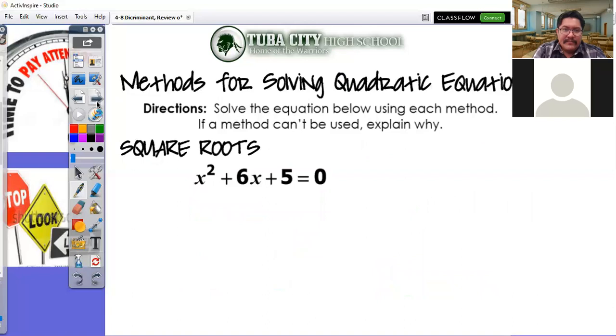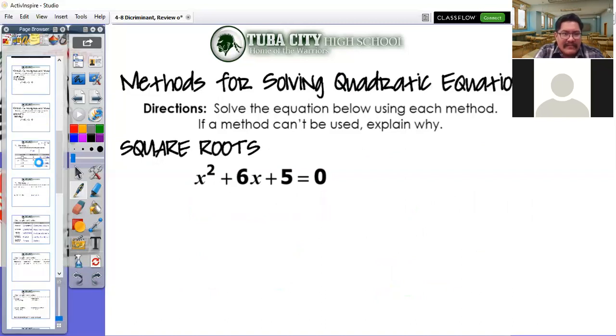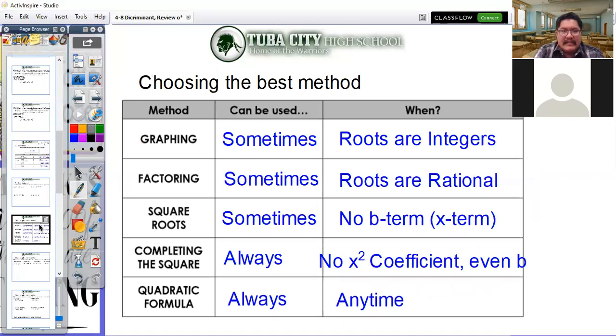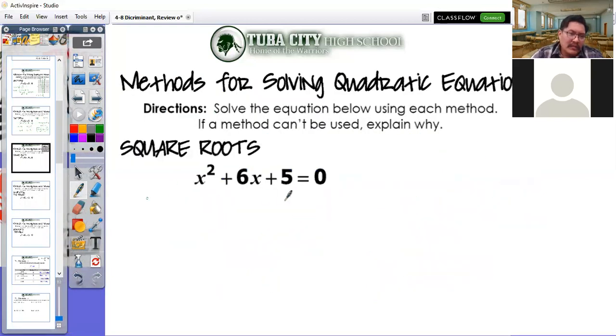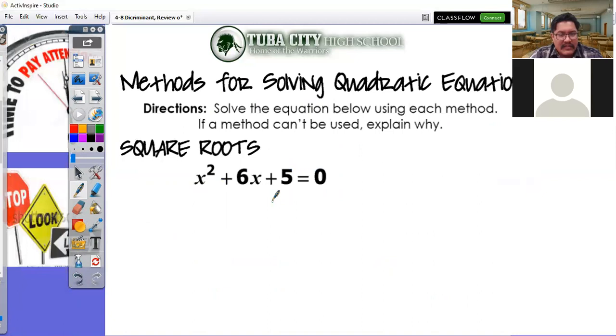Next one is square roots. With this one, it's a bit of a problem, because remember, square roots is best used when there is no b term, when there is no middle or x term in our quadratic in standard form. So in this case, we may not be able to solve this one at all. I could try, but I don't think it's going to be possible.